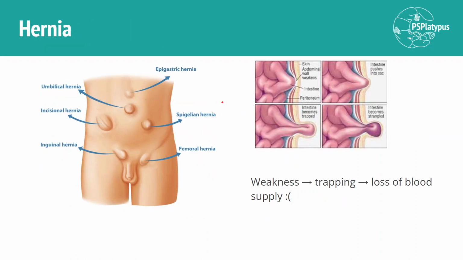Okay, so problems. We've got hernias, right? This is basically when there's a weakness or laxity in the abdominal wall, and then your intestines go into it and get trapped. If they lose their blood supply, they get strangulated and then they die. That's pretty bad, and we want to avoid that. And you get a bunch of lumpy bumps all over the body.